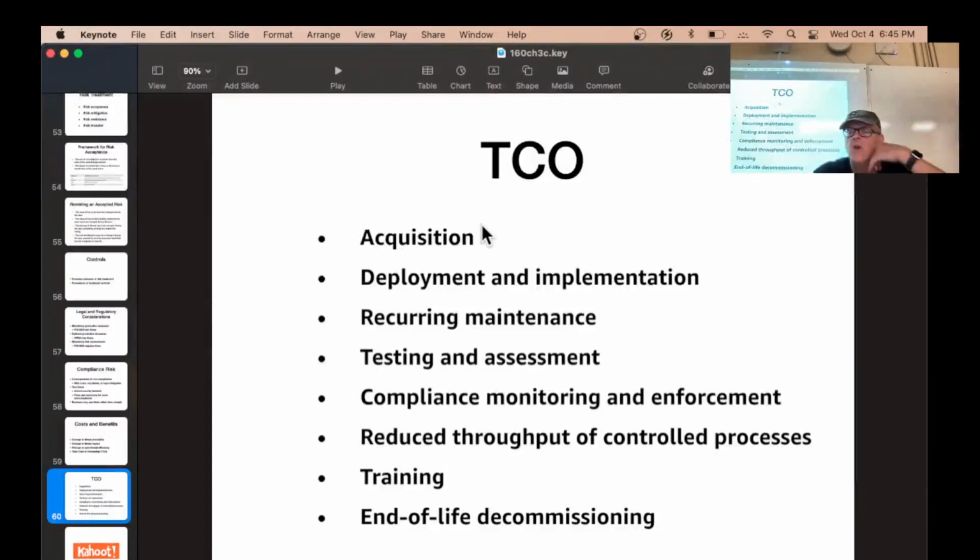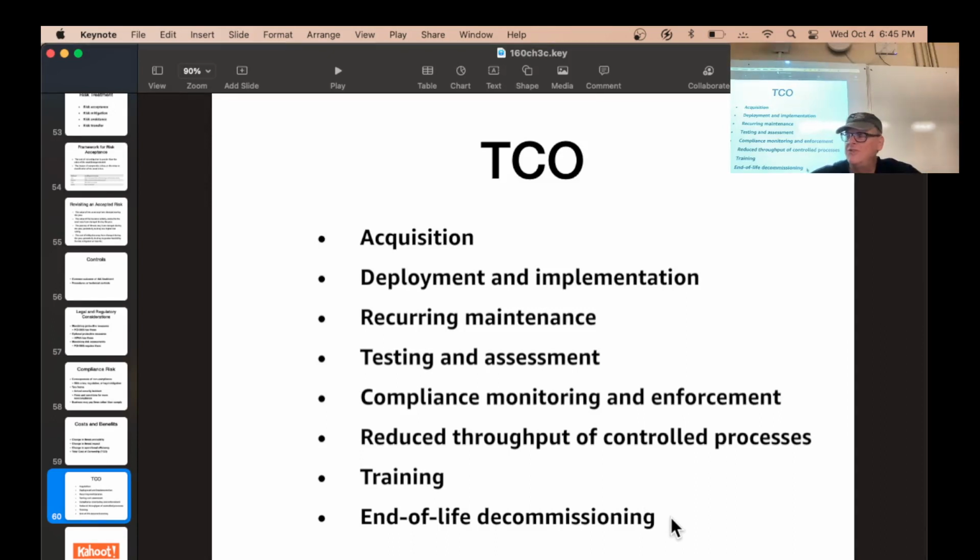And so here's things. You acquire the hardware, you have to deploy it and implement it, you have to maintain it, you have to test it, you have to have compliance monitoring, you have to consider your controlled processes. Your devices and procedures may limit how quickly you can get work done. You have to train your employees to do this, and you have to have end-of-life decommissioning of these devices. So that's the total cost of ownership.